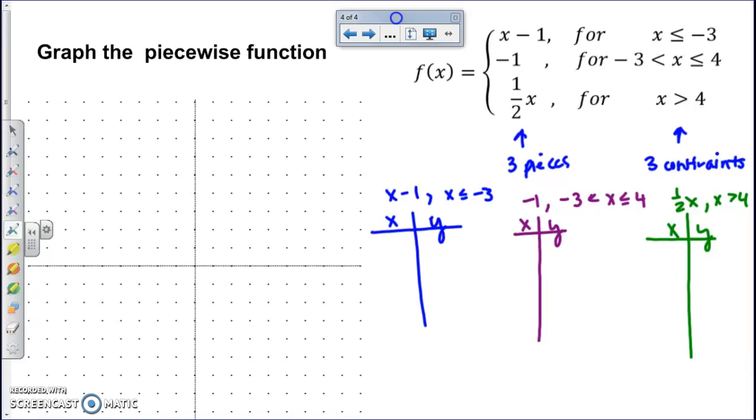Pause this video and take a moment to attempt this one on your own. Remember that you must start or at least include the given points for the constraints. So for the first one, you want to start with -3. And then the rest of the x's you choose must fit that rule. And so for the blue piece, x has to be less than or equal to -3. Take a moment to pause this video and complete this chart.